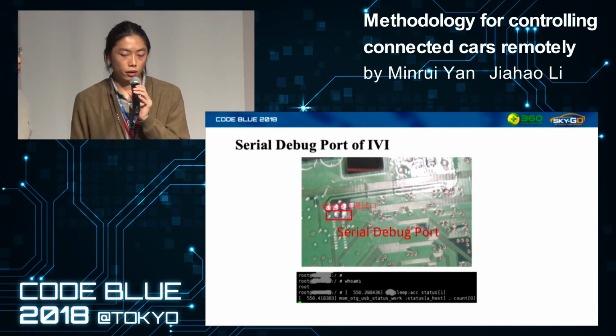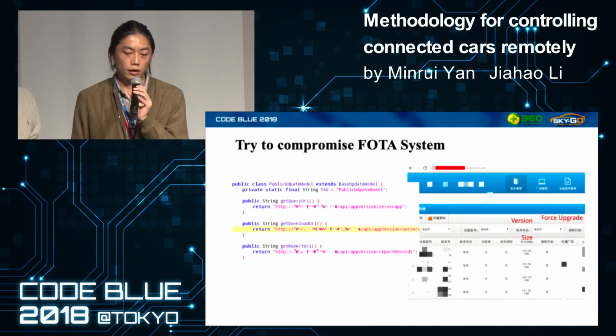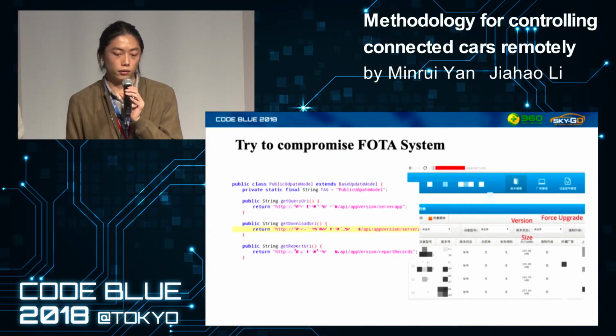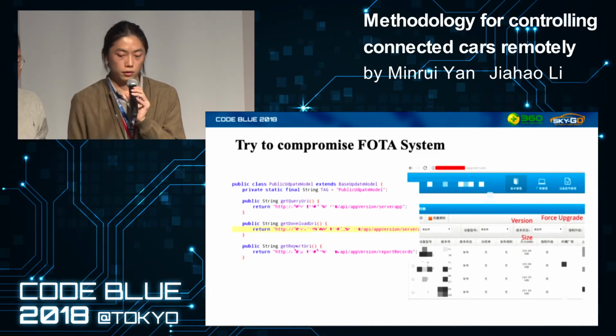We found a debug port and we got a root shell. Then we got a system file and it's an Android system. We have analyzed the system file. Then we found the server of the photo platform. You can see the URL in the left picture. By the way, it's HTTP.